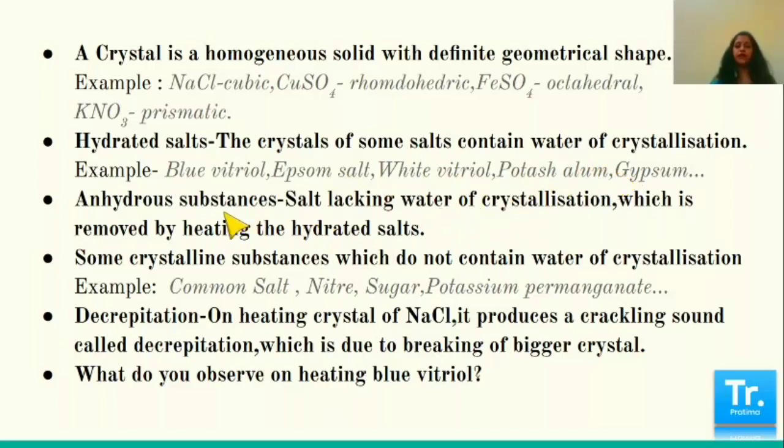So we come to anhydrous. When it is hydrated, it can be anhydrous also. Anhydrous means the salt lacking the water of crystallization, which is removed by heating. When you heat the salt, the water is lost and that becomes an anhydrous substance. At the same time, there are some crystalline substances which do not contain water of crystallization, like common salt, nitre, sugar, potassium permanganate. There are many more in your text, children. Please learn the common name, the chemical name and the formulae.